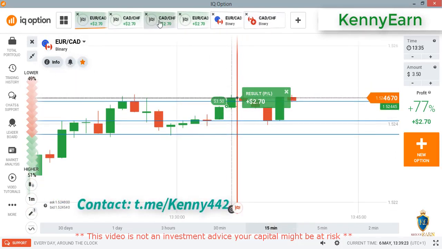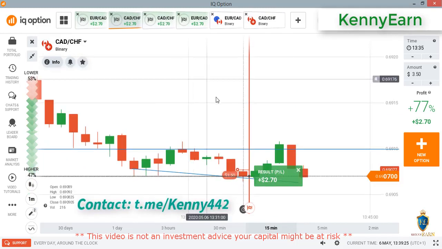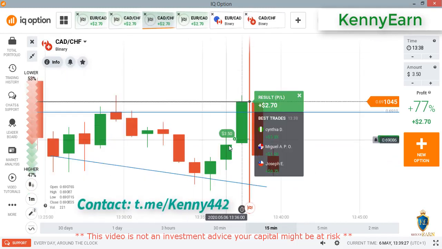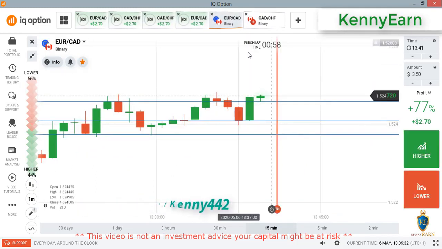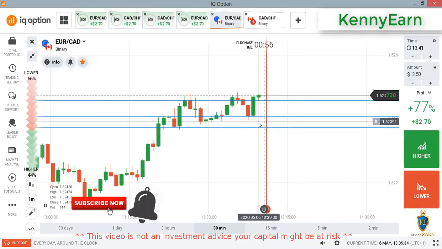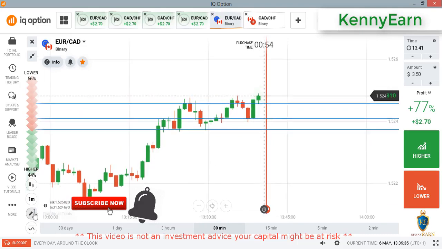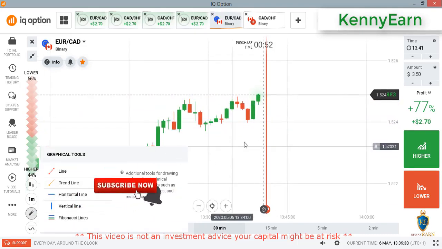Let me do a quick recap. This was the first trade, a strong buyers' entry. And here, a strong sellers' entry. I went to the lower option after I saw the strong entry, and I went to the other option on the other pair. The two pairs are correlated, forming kind of the same candles.